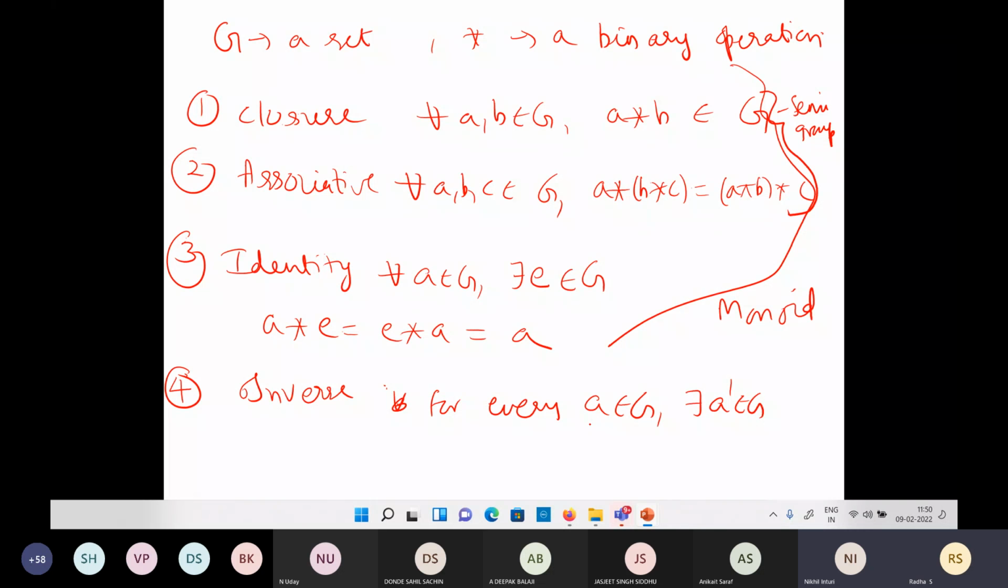If you fix some A, for that you should have one inverse, such that A star A dash, both ways it should be true. Both are equal to identity. So if the fourth property is also satisfied, then it is a group. First two properties alone, semigroup. First three, then it is a monoid. All four, then it is called a group.